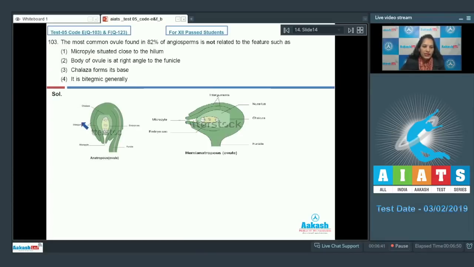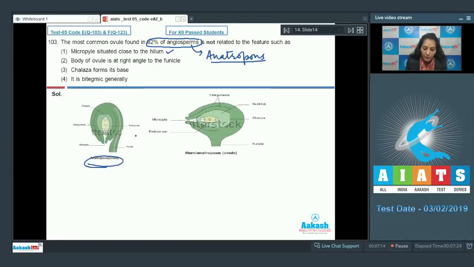Here you can see these are two figures, and this shows the anatropous ovule and this is showing the hemianatropous ovule. So which type of ovule is found in 82% of the angiosperms? It is the anatropous type of ovule. And in this question, you have to choose the feature which is not related to the anatropous ovule. In anatropous ovule, micropyle situated close to the hilum.